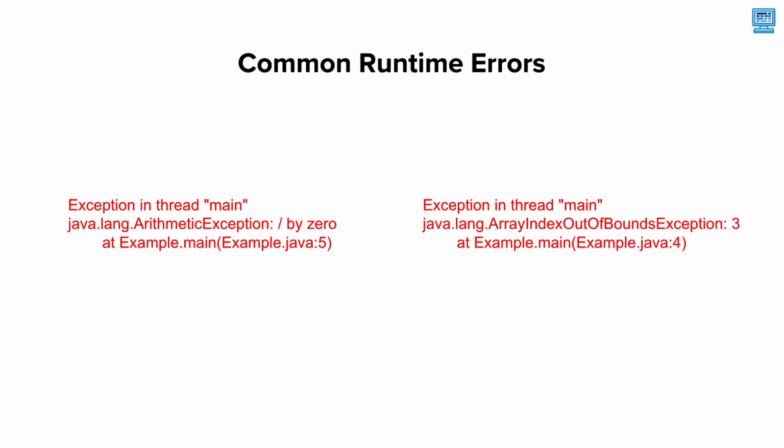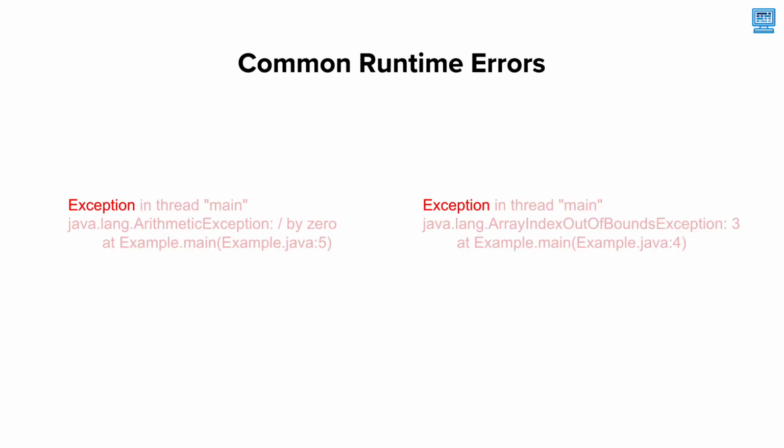Something that you might have noticed is that in both of the examples shown, the message says that there is an exception in the program. And then it also tells us the type of exception. So what exactly is an exception?